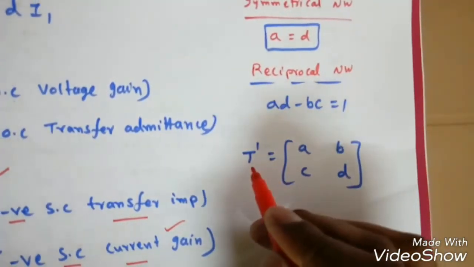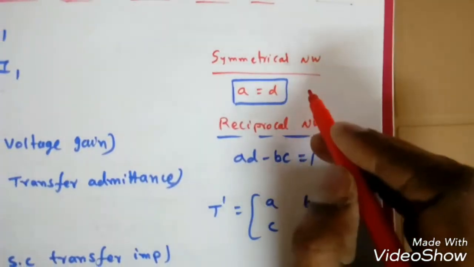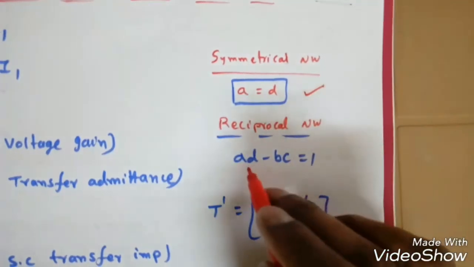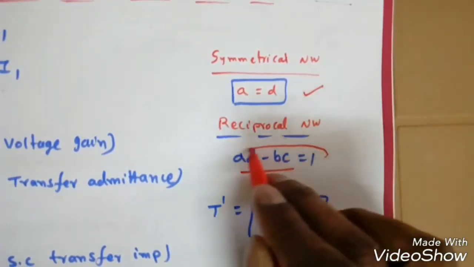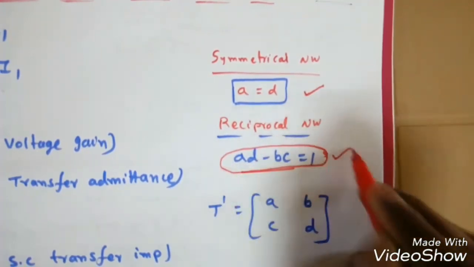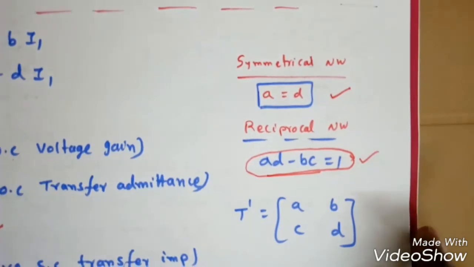So this is T dash, generally the inverse transmission, with A, B, C, D. Same as before, symmetrical network means A is equal to D. For a reciprocal network, the determinant of this T dash is equal to 1, so AD minus BC is equal to 1. So these are about the parameters, right?